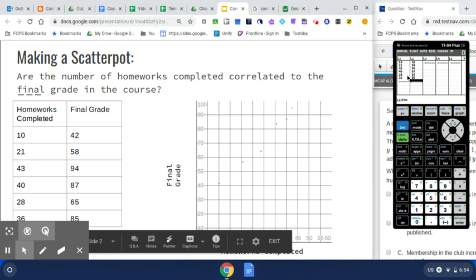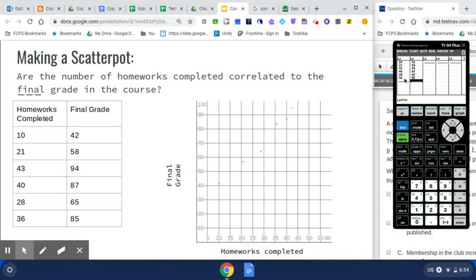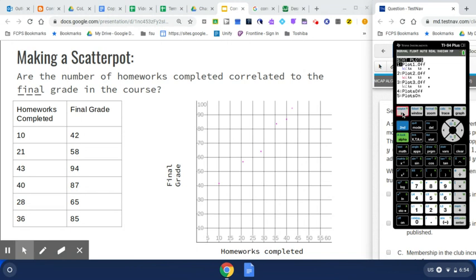Okay, I went ahead and entered again those homeworks completed in list 1 and the final grades in list 2. Then we press second, Y equals. I want to turn plot number 1 on. So let's go ahead and hit enter on plot 1. Highlight on instead of off. You need to pick the type of graph. The scatter plot is the very first one that we see, so we're going to keep that one highlighted.